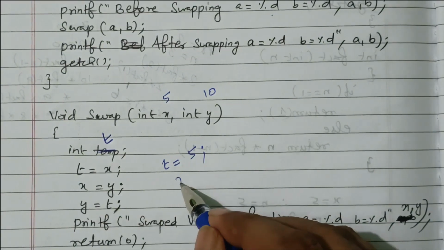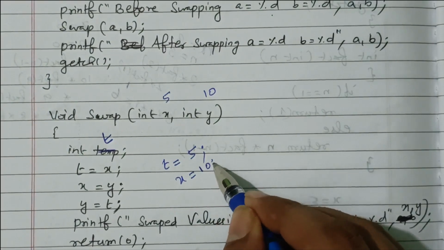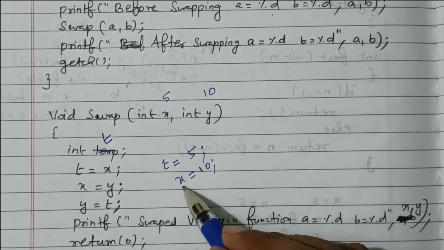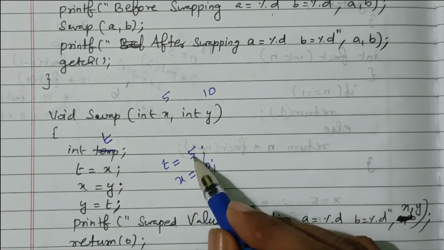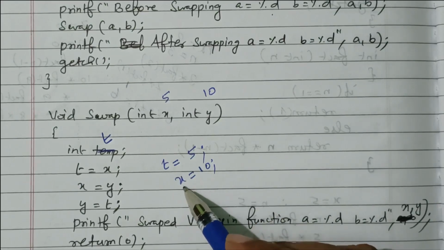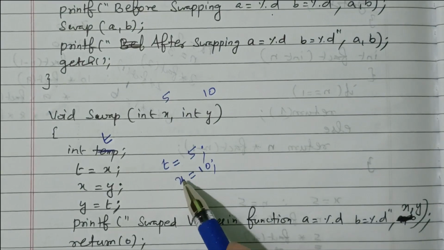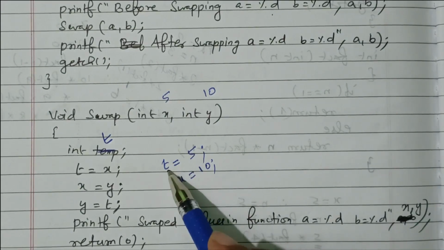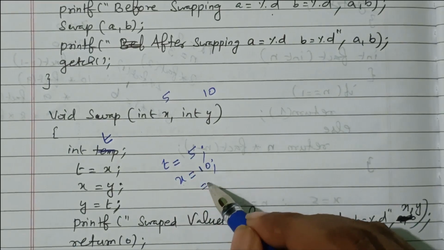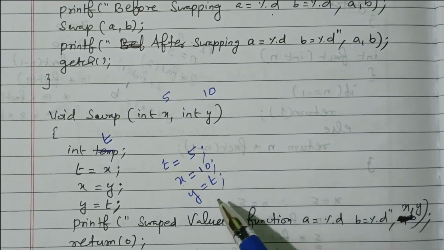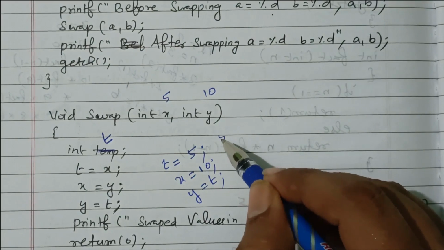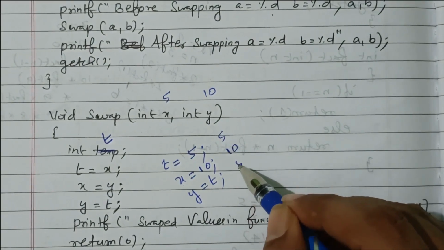x equals y. x equals y means 10, so 10 is stored in x. Already 5 is available in x, which is overwritten, so we are storing 5 in the temporary variable. While storing 10 in the x variable, the already available 5 will be overwritten, so we temporarily stored it in t. Now the original value of x is available in t. That t is stored in y, right? So it will be 5. So t equals 5 here, x equals 10, y equals 5.